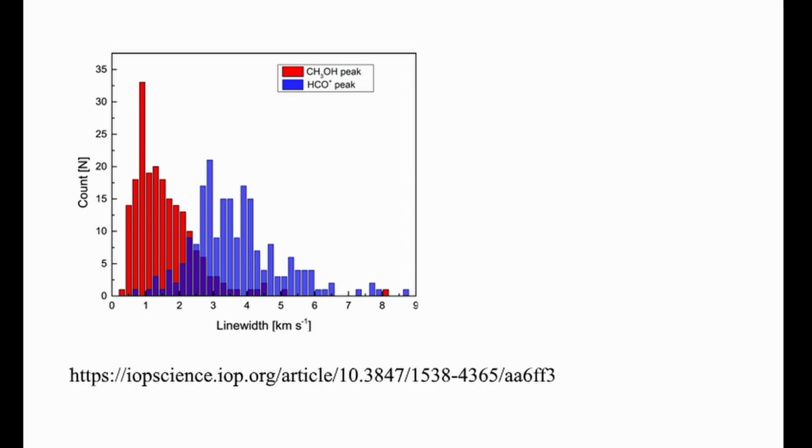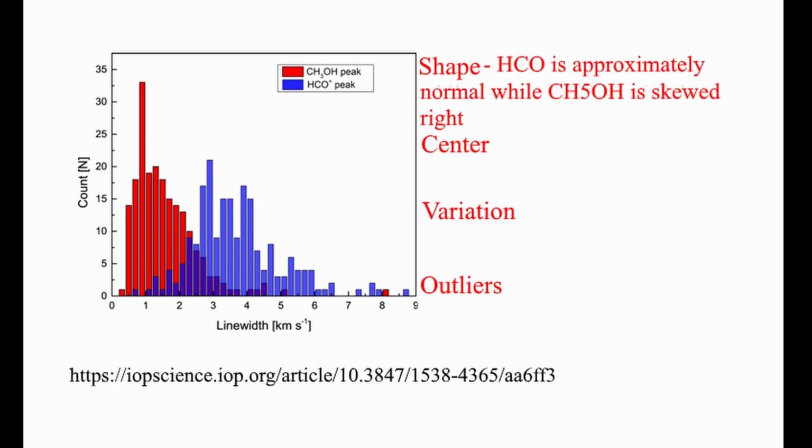Imagine we are asked to compare the distribution of CH5OH peaks and HCO peaks in the atmosphere. In order to compare this, we must compare 4 different measures: shape, center, variation, and outliers, and then put all of these into context. The shape of HCO is approximately normal because of how well it fits with the normal curve. The shape of CH5OH, however, is extremely skewed right.